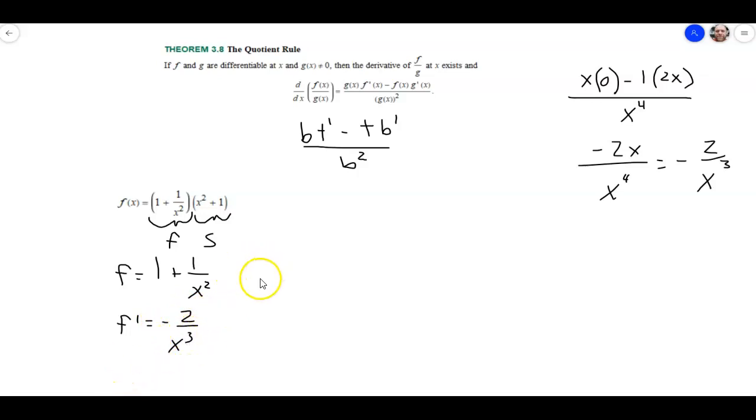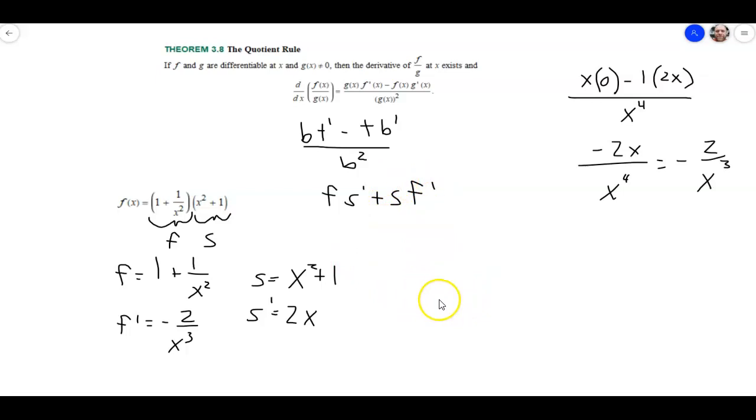And then I want to know the second one. So the second function there is x squared plus 1. And the derivative of that is just going to be equal to 2x, because the 1 will drop off. Alright, now that I have everything, remember I'm using the product rule. That's the first times the derivative of the second plus the second times the derivative of the first.